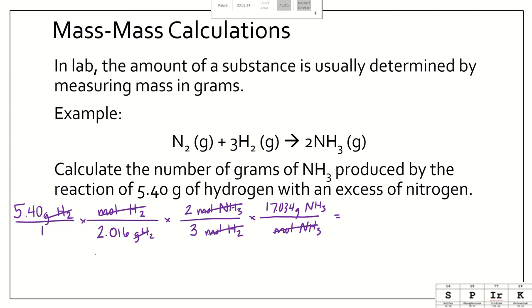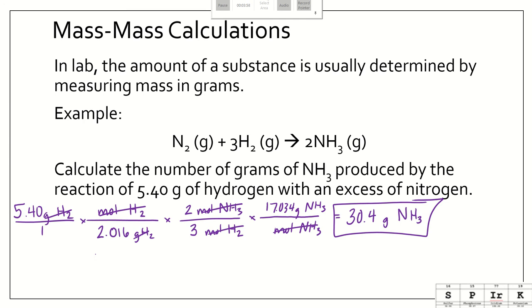30.4178, yada, yada, yada. But we started with 3 sig figs, so we're going to end with 3 sig figs. 30.4 grams of ammonia. So again, what this means is when we react 5.4 grams of hydrogen with an excess of nitrogen, we're going to get 30.4 grams of ammonia in the end.